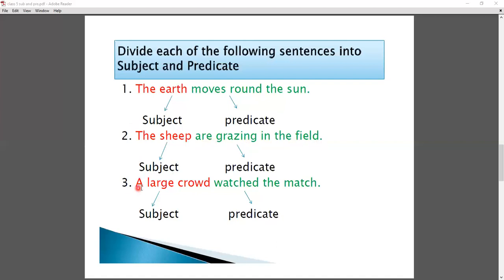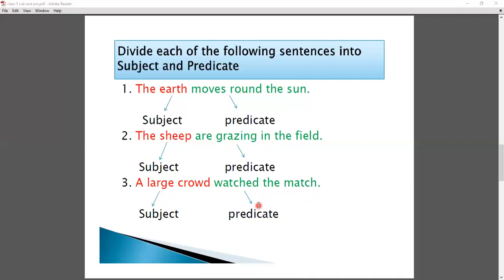Now, number third, a large crowd watched the match. So, student, in the sentence we talk about a large crowd. एक बड़ी crowd के बारे में है ना, भीड़ के बारे में बात कर रहे हैं. किसके बारे में बात कर रहे हैं? Here the subject is a large crowd. अब हम crowd से related बात कर रहे हैं कि crowd क्या कर रहा है. Okay, watched the match. Now, crowd क्या कर रहा है? Watched the match. So here, firstly identify the verb. Watched is the verb here, and the remaining part is called the predicate. So starting from watched the match is the predicate part.